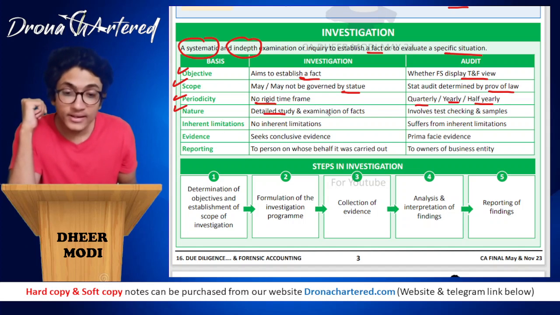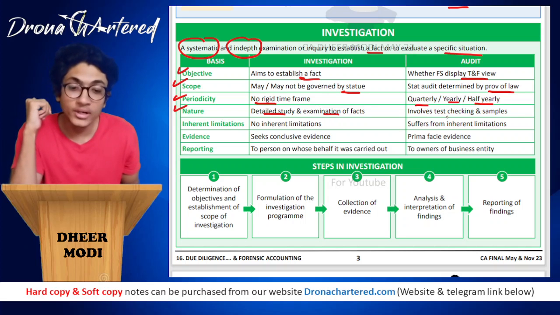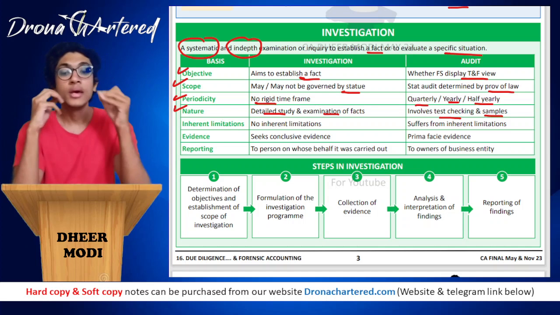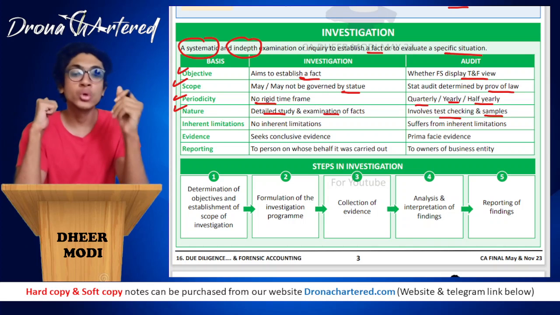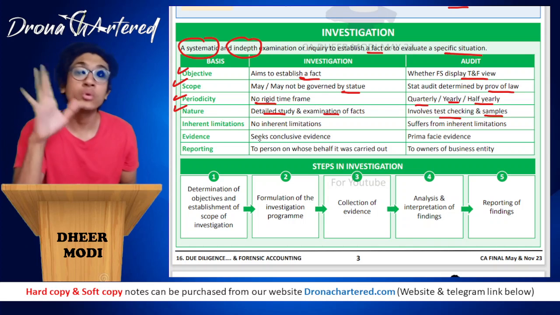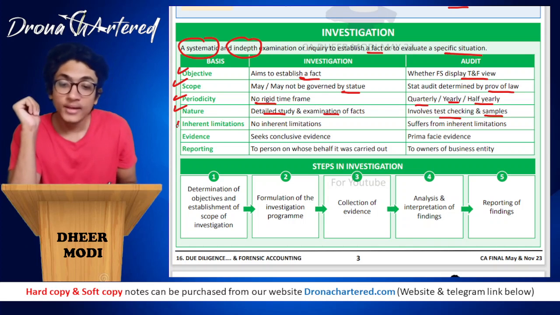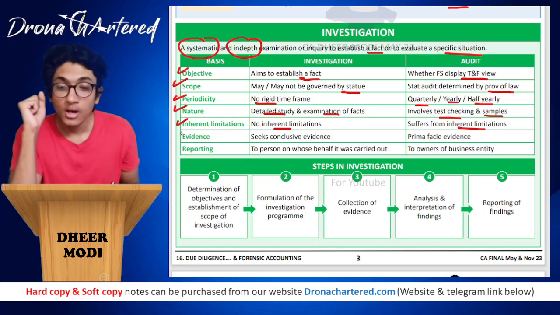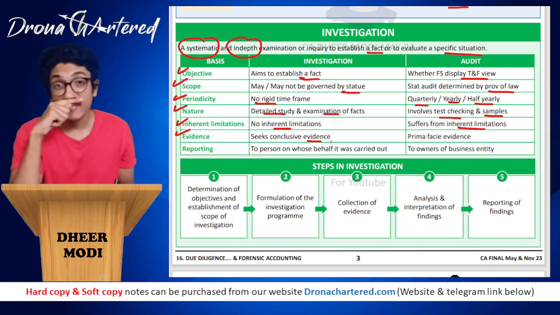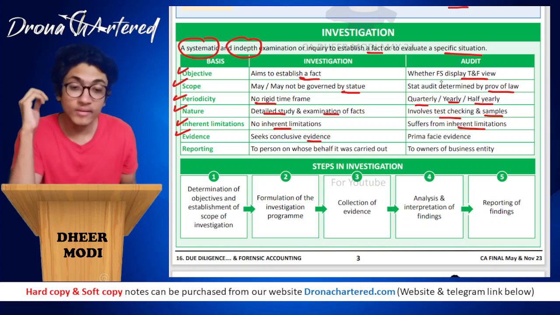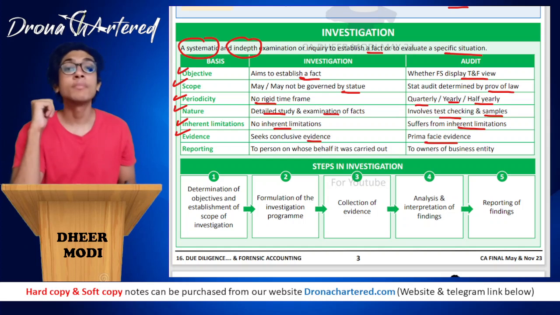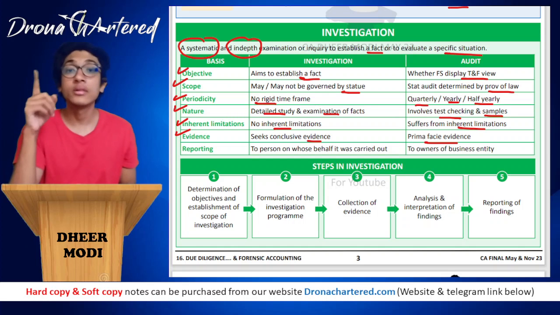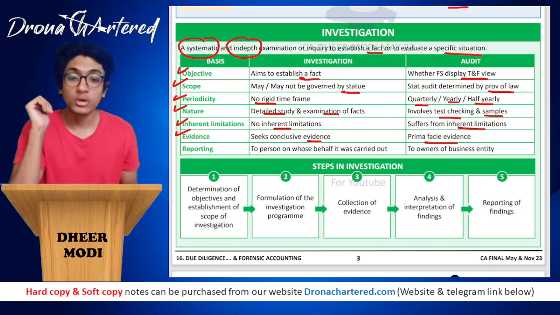It is a detailed study and examination of facts. However, audit is test checking and samples, because in investigation it is detailed study. As I told you, in audit you are allowed to take samples because you cannot check the entire population. Next is your inherent risk. So there are no inherent limitations, but your audit suffers from inherent limitations since you do not check the entire population. Next is your evidence. Seeks conclusive evidence. So your investigation needs proper evidence, conclusive evidence. However, your audit will get prima facie evidence, because the auditor is a watchdog and not a bloodhound.